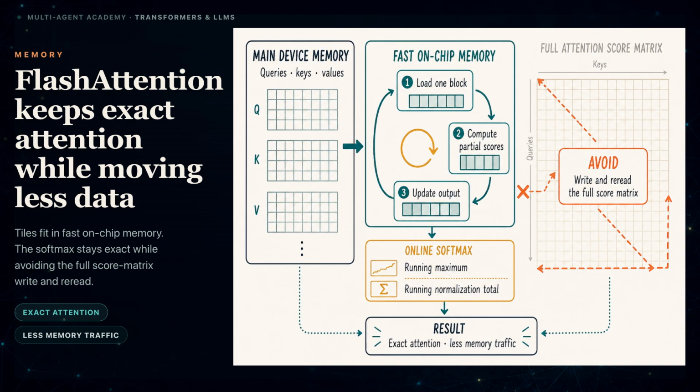The softmax remains exact. FlashAttention uses an online softmax update. A running maximum and normalization total let each new block update the probabilities consistently with the complete matrix calculation. FlashAttention changes the order and location of operations, not the mathematical result. It improves efficiency by reducing reads and writes through slower memory. The benefit grows with sequence length because the avoided score matrix grows with the number of token positions.